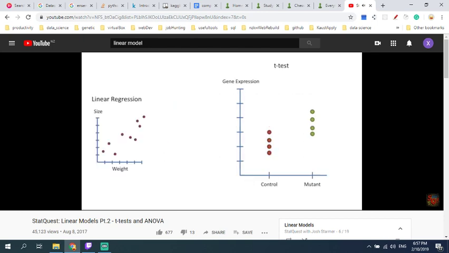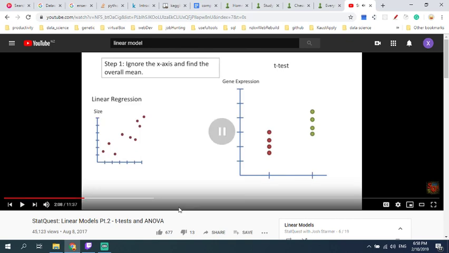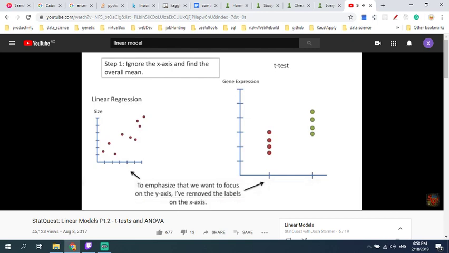So now I'm going to walk you through the steps for using the techniques from linear regression to do a t-test. On the left side of the screen, I'll remind you how each step applies to linear regression. On the right side of the screen, I'll show you how those steps apply to t-tests. Step 1. Ignore the x-axis and find the overall mean. To emphasize that we want to focus on the y-axis, I've removed the labels on the x-axis.